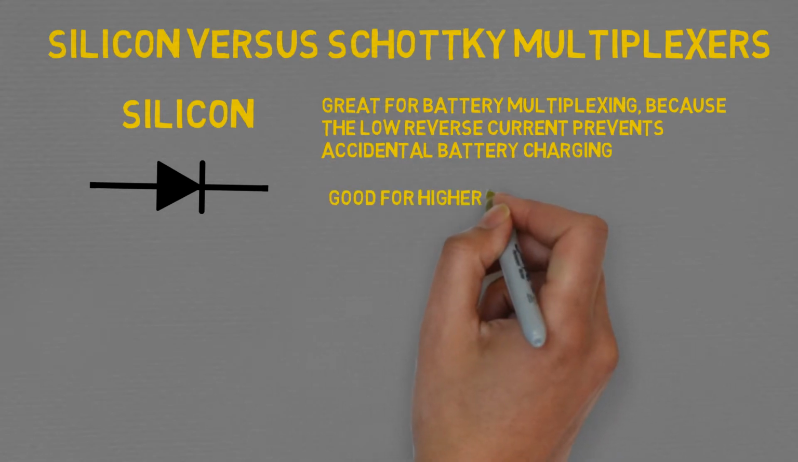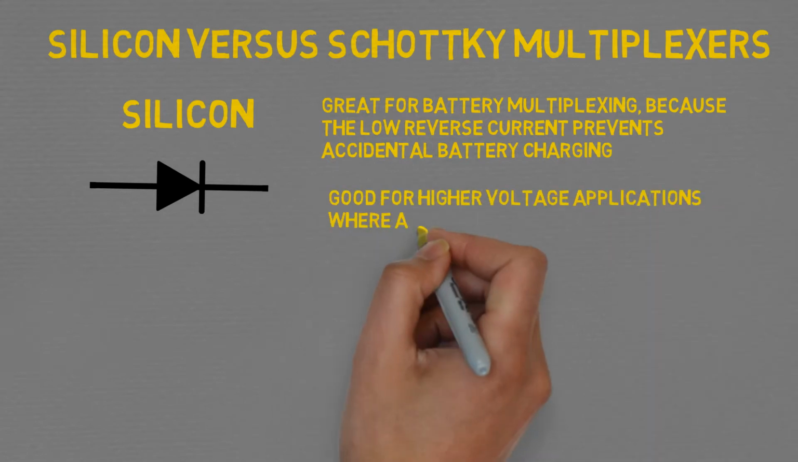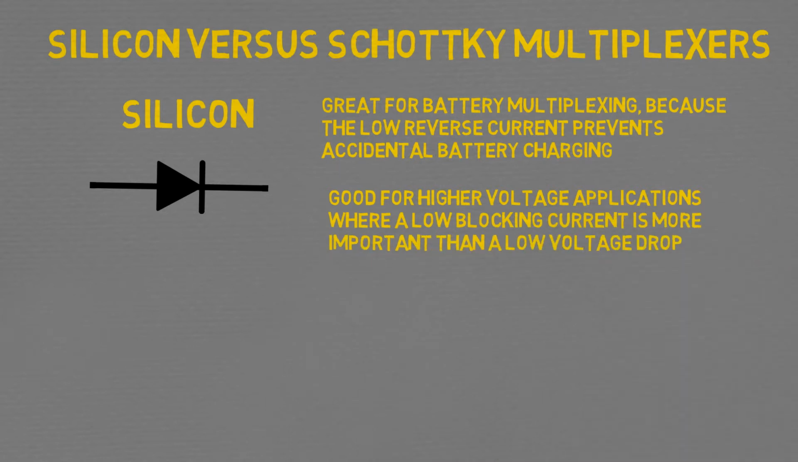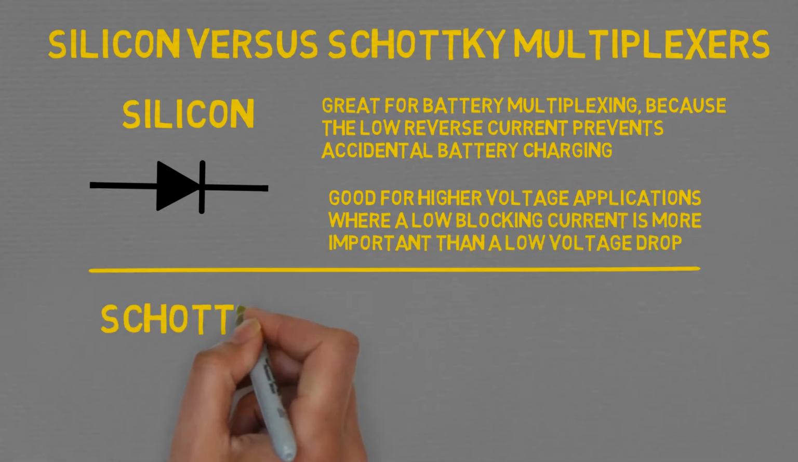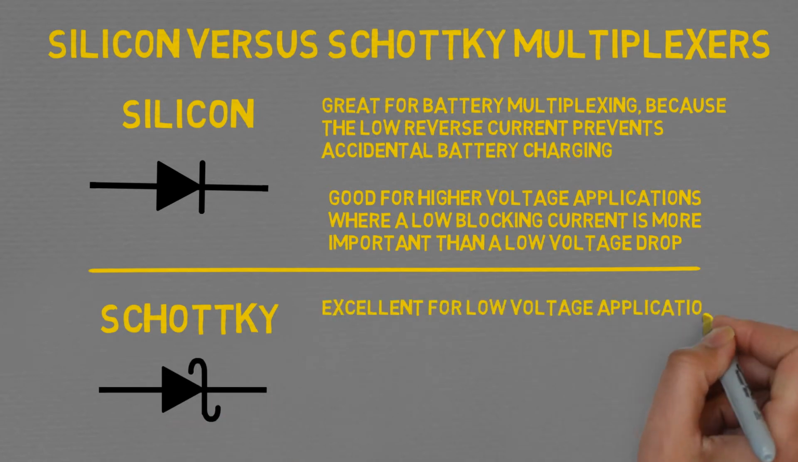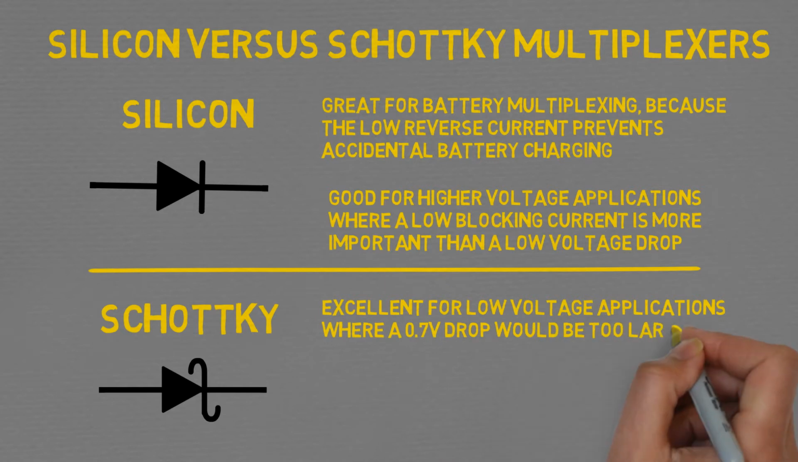Silicon diodes are also good for high voltage applications where the blocking current is a more important consideration than the voltage drop. Schottky diodes are an excellent choice for low voltage applications where the 0.7 volt drop of a silicon diode is just too large.